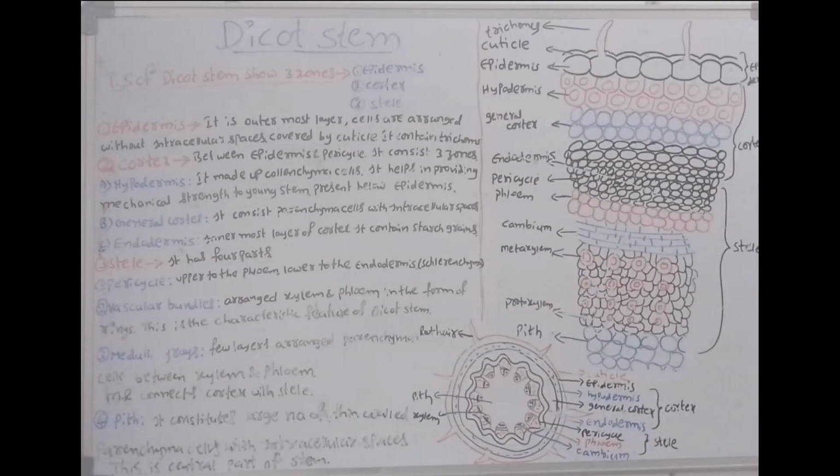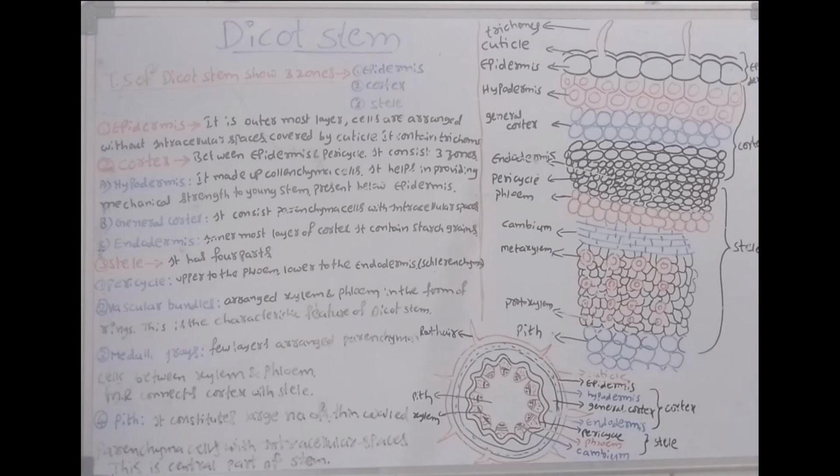Hi students, today we are learning about the dicot stem in first year botany. This is the most important question in examination. See here, this is the structure of dicot stem. The transverse section of dicot stem shows three zones. First zone is called epidermis, second zone is called cortex, third one is stele.